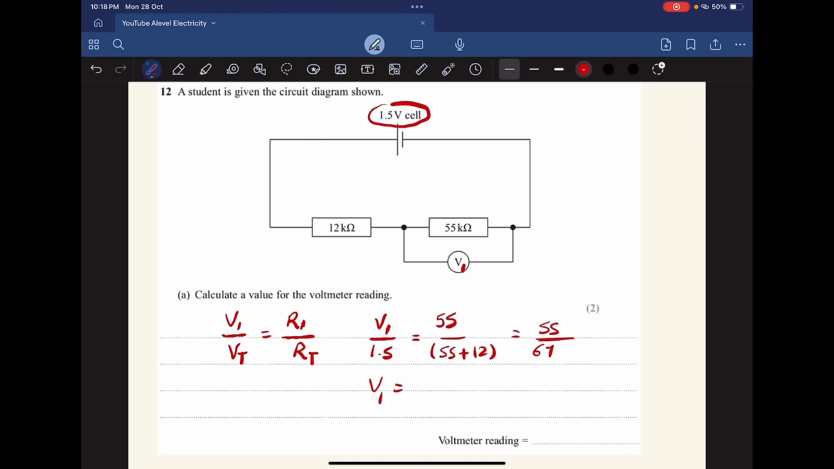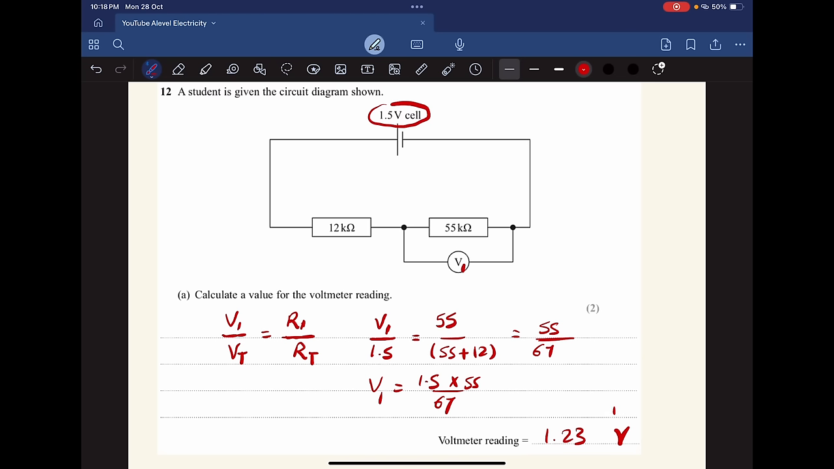So V1, which is the voltage across the 55 kilo ohm, is 1.5 times 55 divided by 67. Here, do not forget to write the unit, volt. Then use a calculator. So the correct answer here is 1.23 to three significant figures.